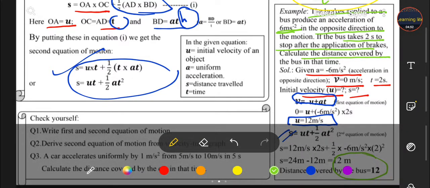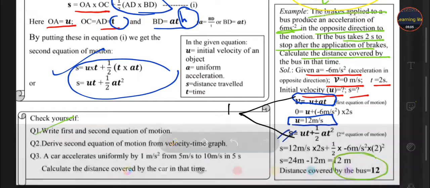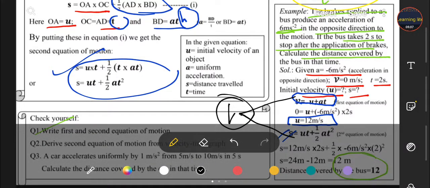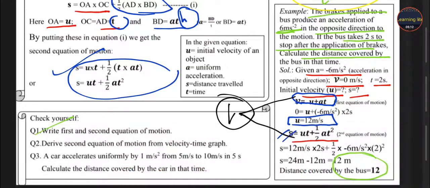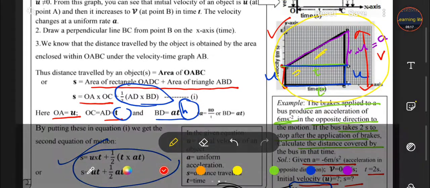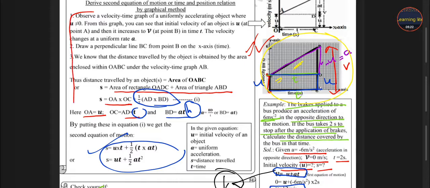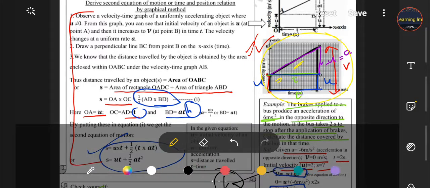Okay students, let's do the exercise. Write the first and the second equation of motion. I think you are familiar with that, and it is already given to you. These both are your first answer, the first equation and second equation of motion. Derive the second equation by the graphical method. You have to draw that graph, student, and you have to write from here. This is your second answer.